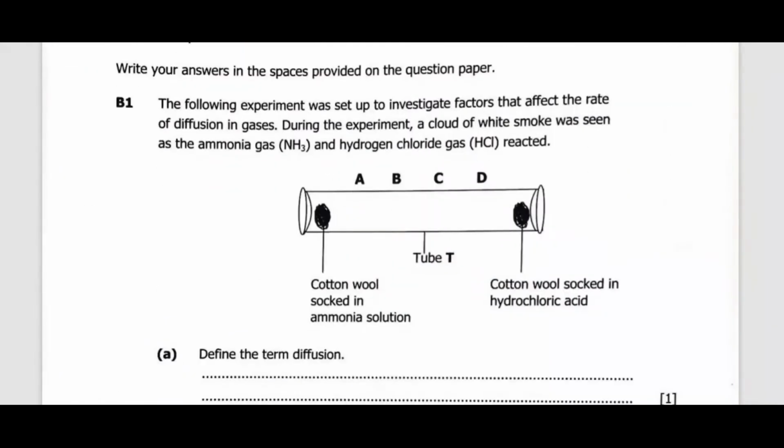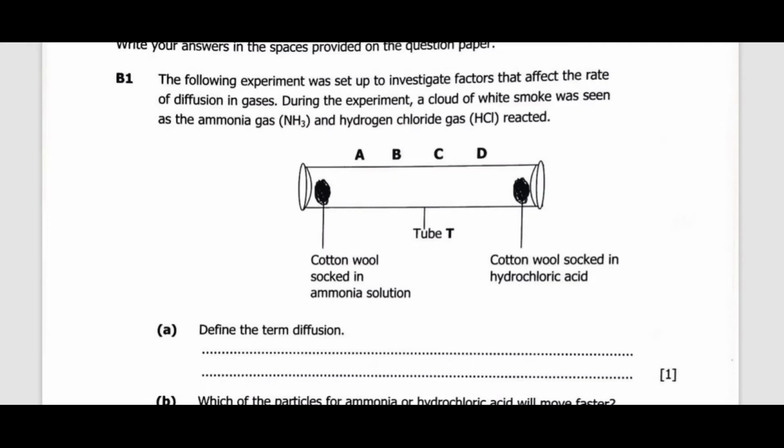So let's now dive into section B. The following experiment was set up to investigate factors that affect the rate of diffusion in gases. During the experiment, a cloud of white smoke was seen as the ammonia gas and hydrogen chloride gas reacted. So we can see from the left side here we have cotton wool soaked in ammonia, so there is ammonia here. Then on the right side we have cotton wool soaked in hydrochloric acid, then tube T, then we have points A, B, C, D. Now let's look at the first question.